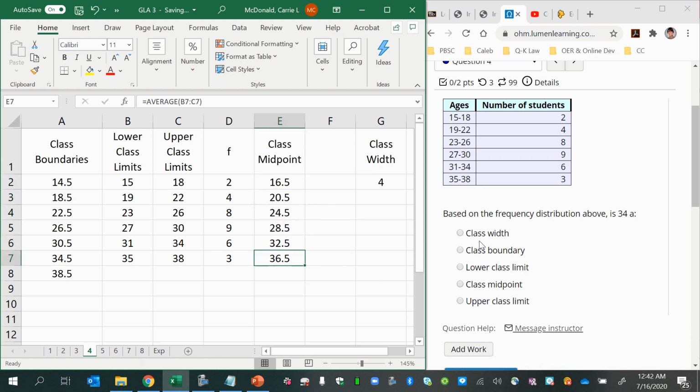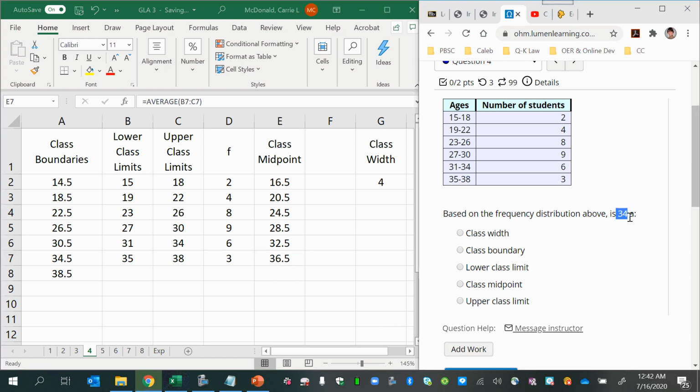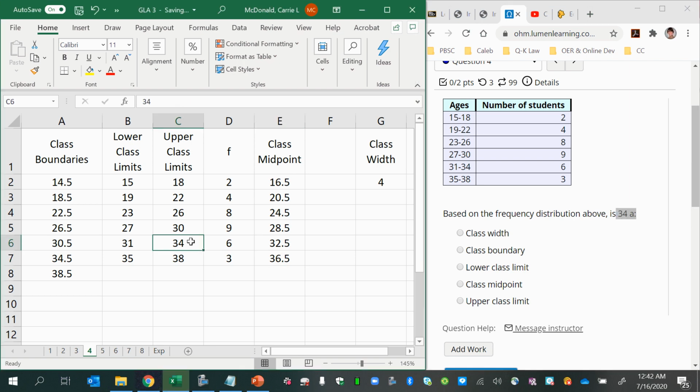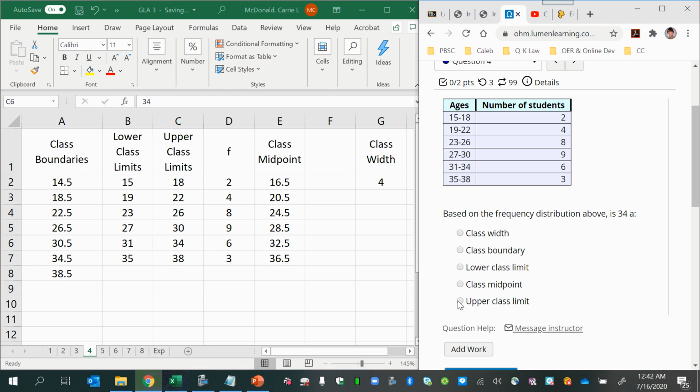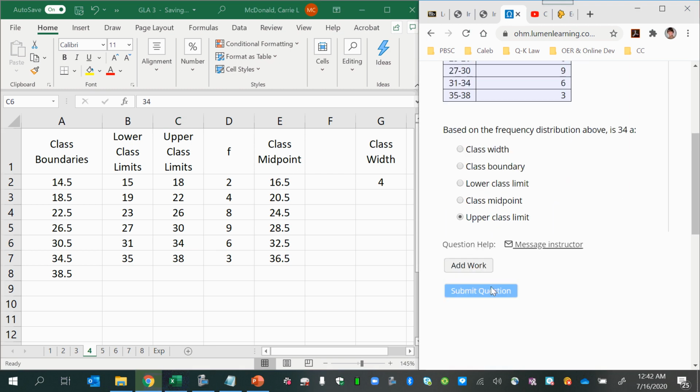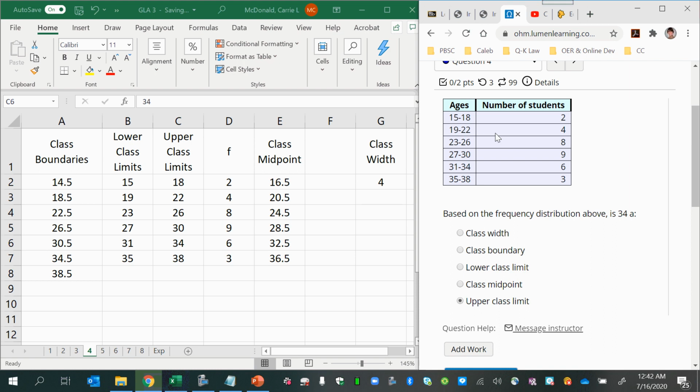So I think we've done all of these: the class width, the class boundary, lower class limit, upper class limit, class midpoint. All right, so now we were asked to identify what 34 is. And 34 is down here. It's an upper class limit. Okay, so that may have seemed like a lot of work just to answer this question, but it wasn't just to answer this question. It was so that we would be familiar with all the parts, and this will prepare us for working on other problems.